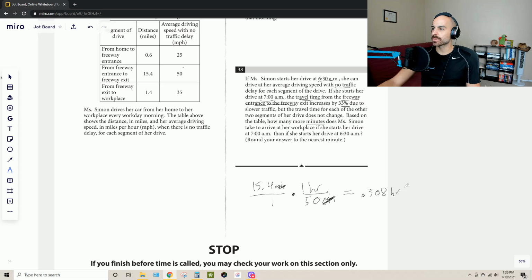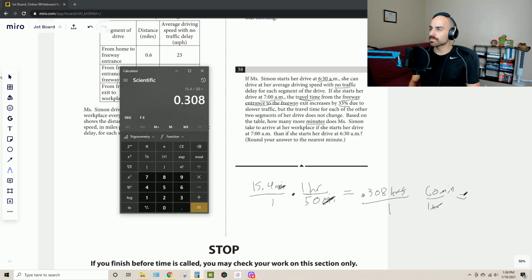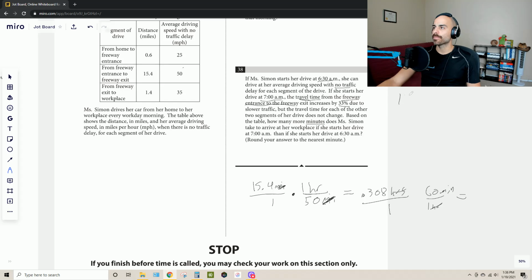0.308 hours. If I want to turn that into minutes, remember that if that's our new given, every 1 hour is 60 minutes. That cancels this out. And then that means that all I have to do is multiply that by 60. So without traffic, she's spending 18.48 minutes on just the freeway entrance to the freeway exit.